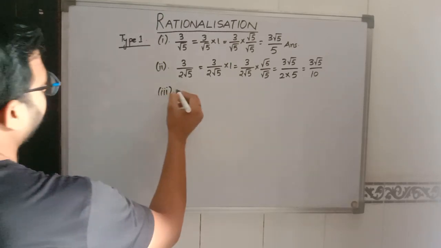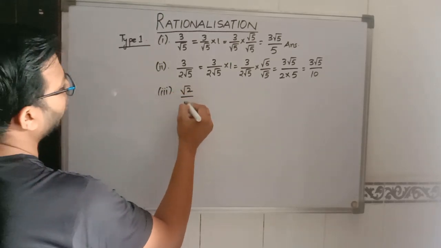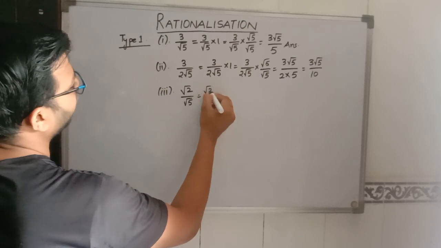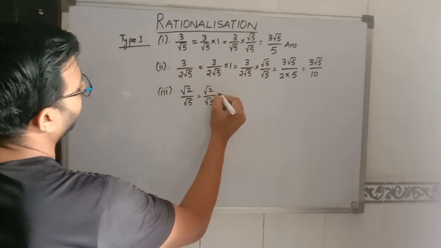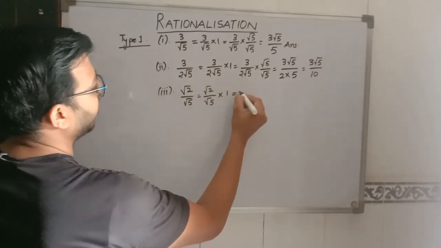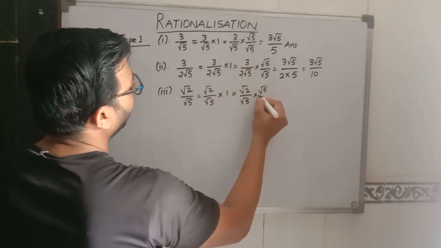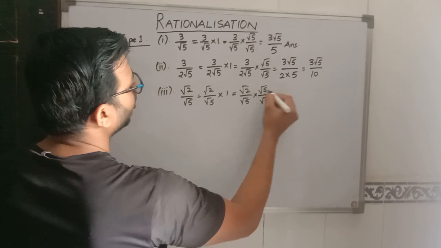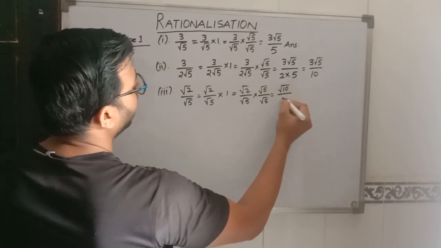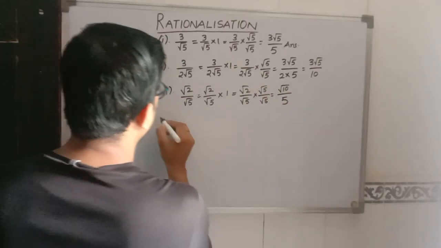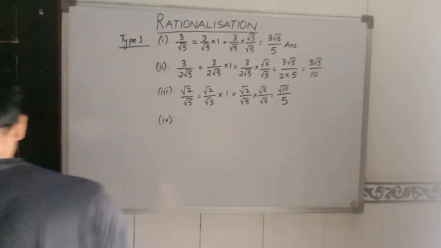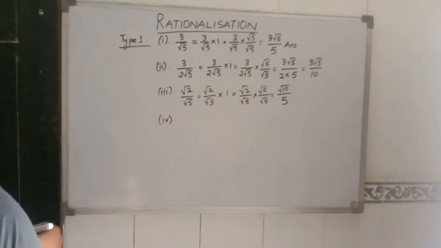The third question is saying, suppose root 2 upon root 5. Again, we are observing that there is only one number in the denominator. We are going to multiply by 1, and 1 can be converted into root 5 upon root 5. Now root 2 times root 5 will become root 10, and root 5 times root 5 will become 5 only. Okay, so this is question number 3.